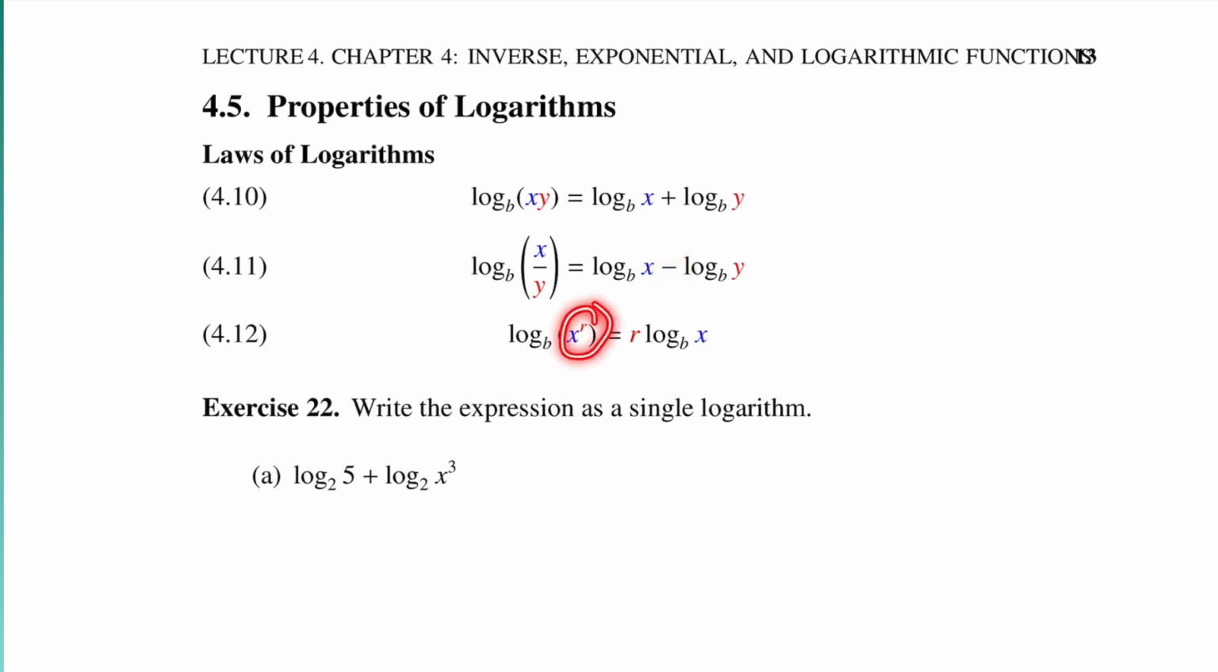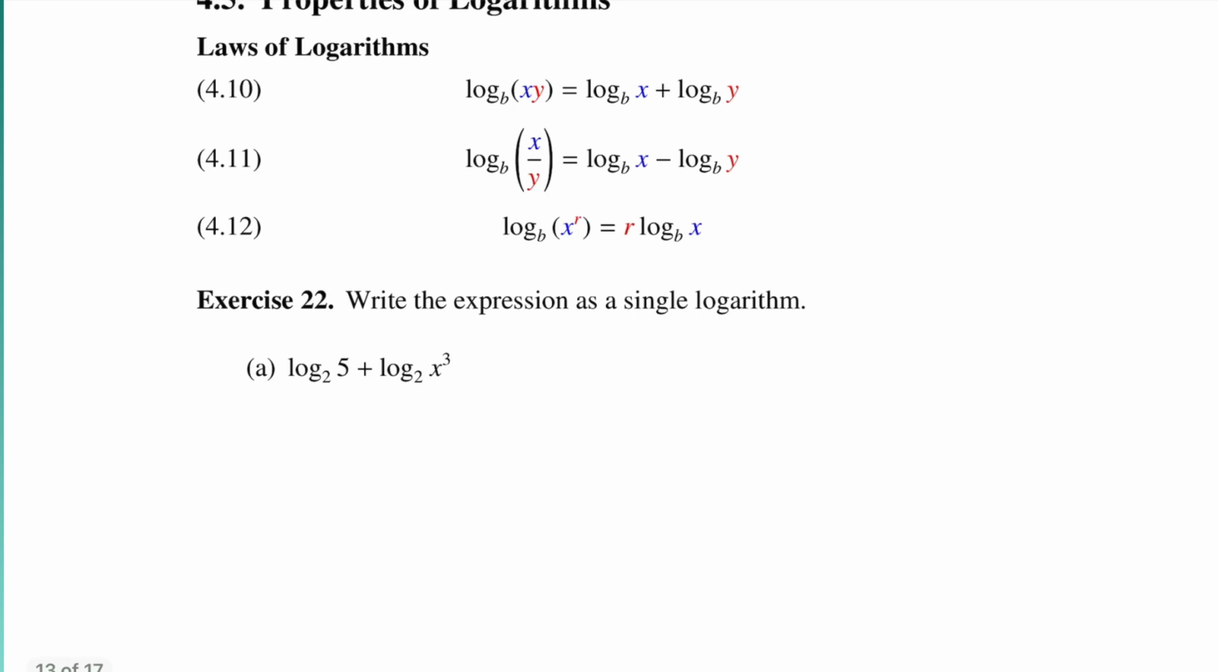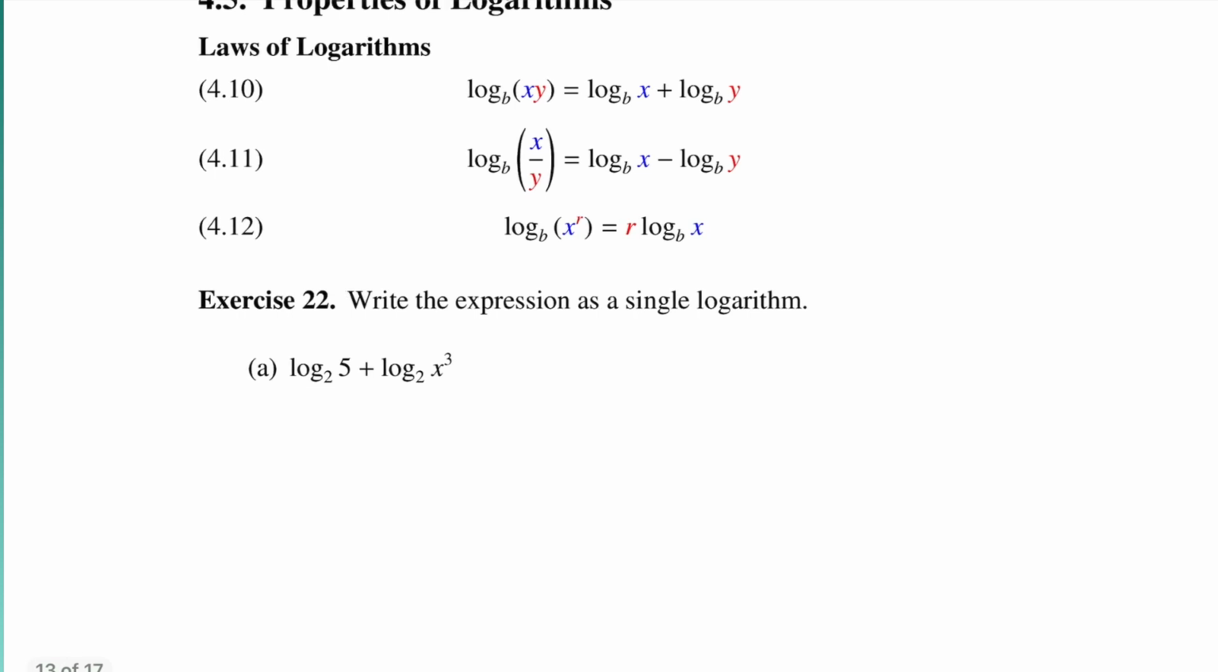And if you have a power, you can move the exponent to the front, which we started doing in the previous section. So let's apply these three laws. The first one says write the expression as a single logarithm.